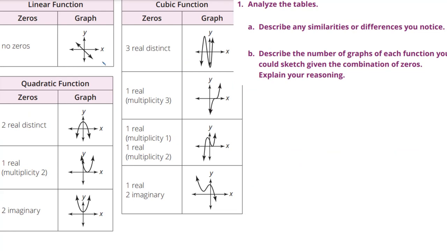So let's just say 1, 0. A linear graph is a straight line. It will have one point where it crosses the x-axis. So it has 1, 0. A quadratic function is a parabola. It can have up to 2 times it crosses the x-axis.